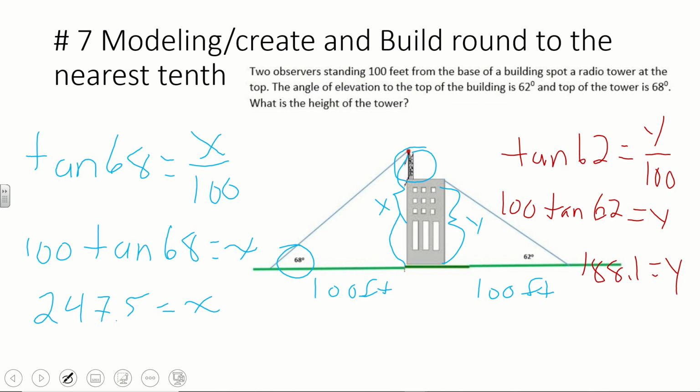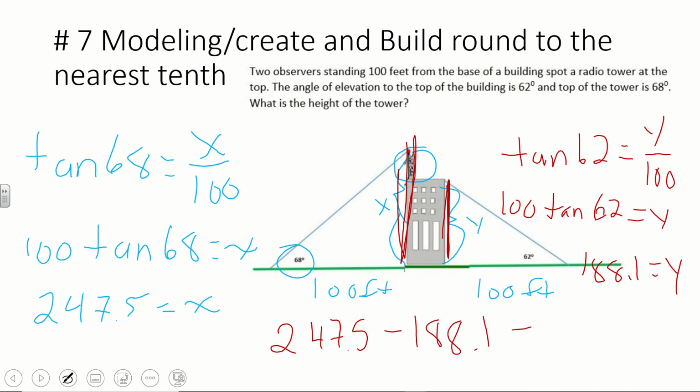So I know the height of the building is 188.1. The height of the building and tower is 247.5. So to find the height of just the tower, I must subtract the height of the building from the total height. And when I do that, I get the height of the tower to be 59.4 feet, to the nearest tenth.